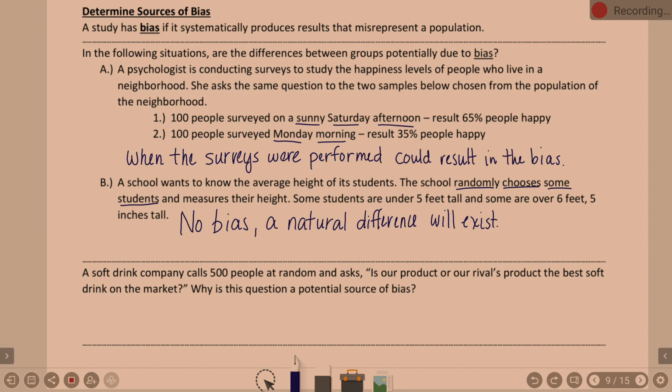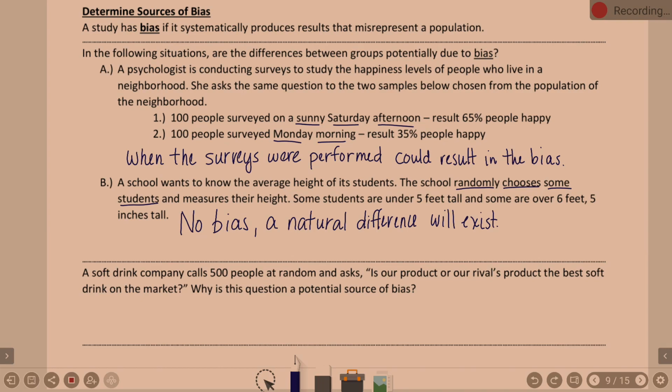Okay. What about how this question is asked? Look at how the question is asked. Look at what's in quotes, gentlemen. "Is our product or our rival's product the best soft drink on the market?" So, if it's Coke calling, is Coke better or our rival?